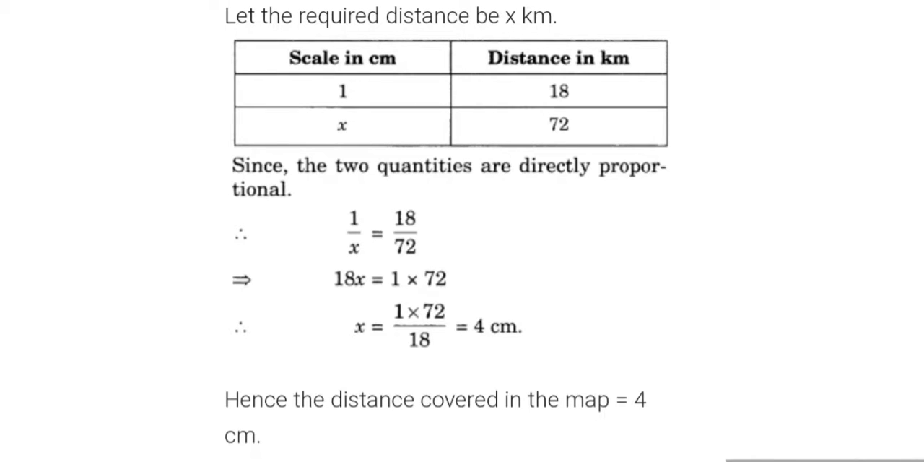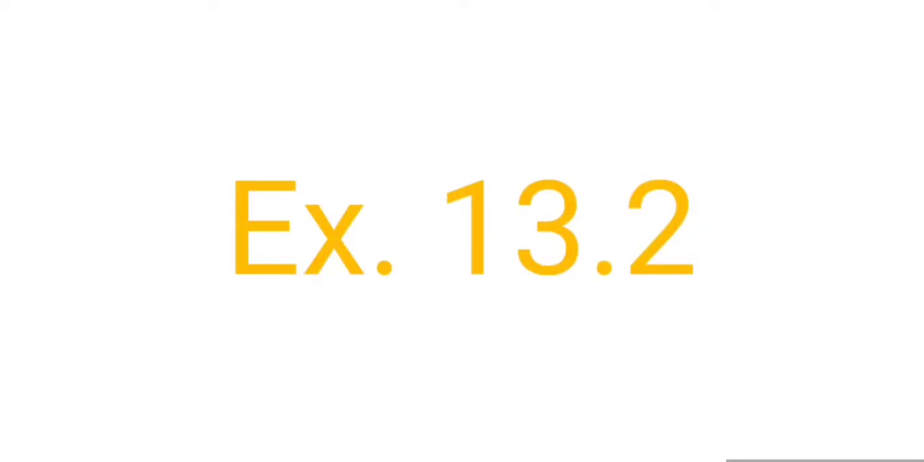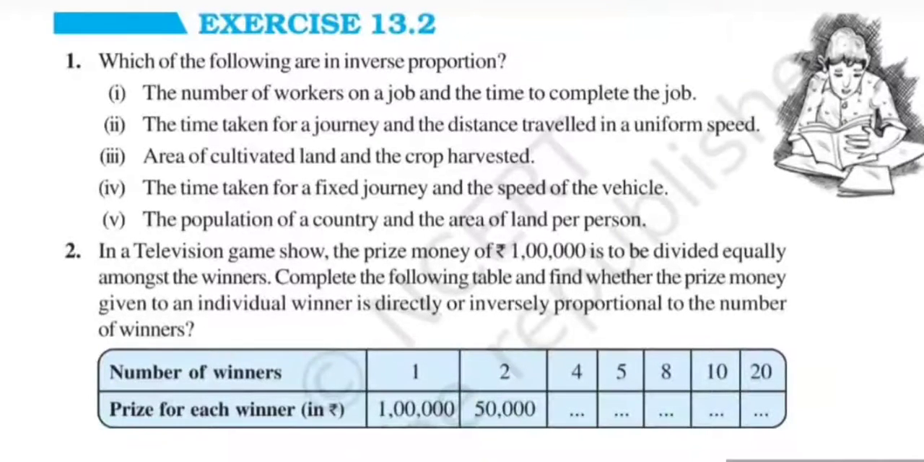So this we can write 1 upon x is equal to 18 upon 72. Now cross multiply. So 18x is equal to 1 into 72. So x value is 1 into 72 upon 18. So x value is 4 centimeter. Means the distance covered in the map is 4 centimeter. So scholars, your exercise number 13.1 completed. Now see exercise 13.2. Let's see question number 1.